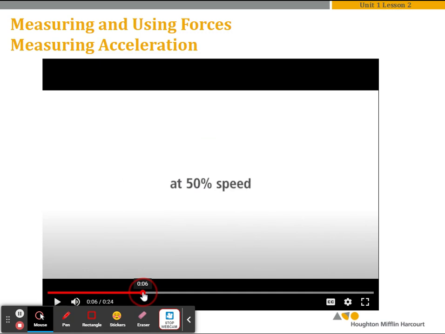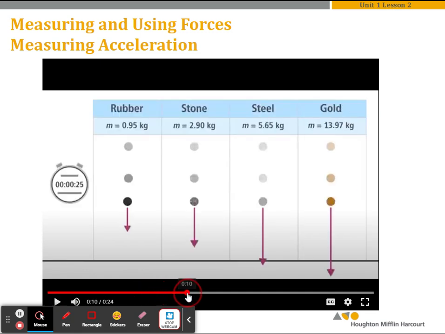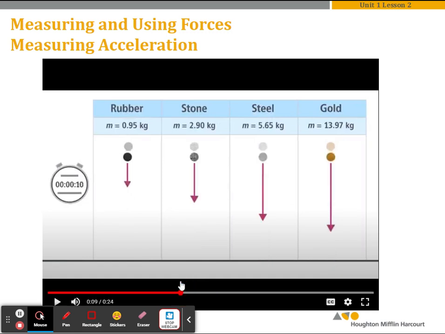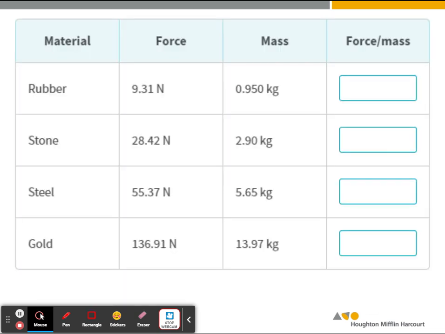You should notice that we have these arrows pointing downward from each ball. What do these arrows represent? Well, they don't represent velocity because each ball has the same velocity as the others. They don't represent acceleration because they all accelerate at the same rate. These arrows represent force. They represent the weight of the balls. Remember, weight is the force of gravity pulling an object toward the Earth.